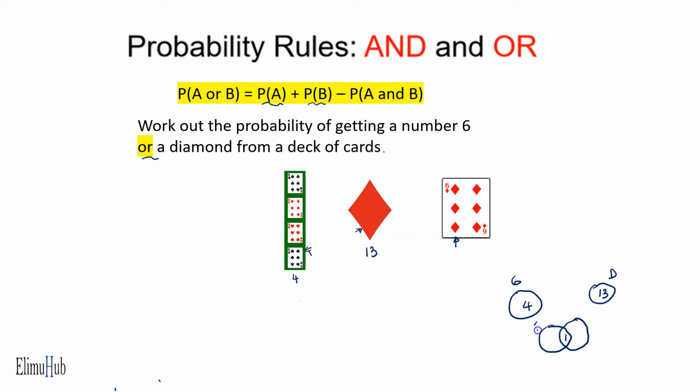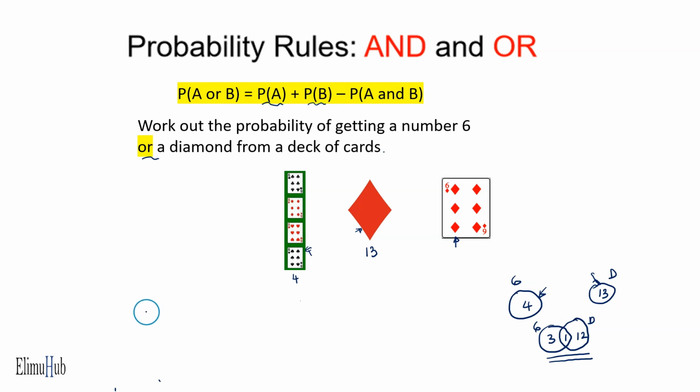And how many number 6s are left? Well, there's 4 altogether. There's 1 there, so that means there's 3 here. And how many diamonds are there altogether? 13. So that means we can have 12. And that is the reason we do this kind of example. This is a visual understanding that if you have it counted twice, that's why you need to subtract here.